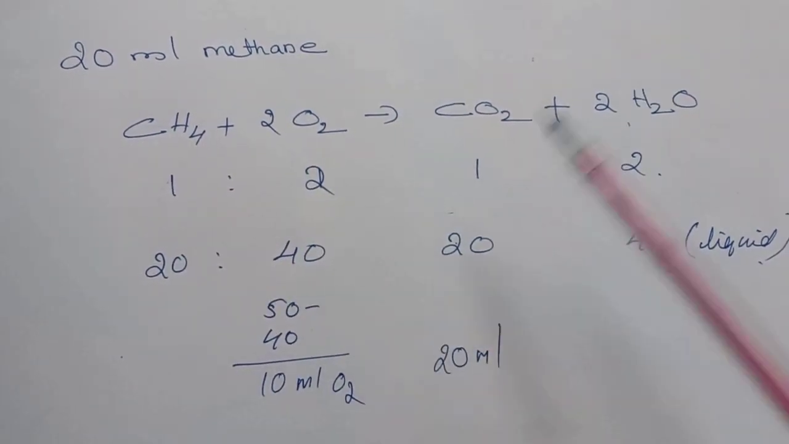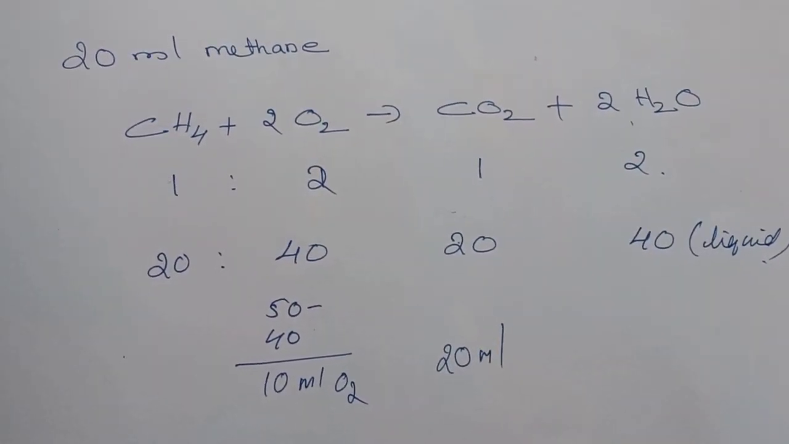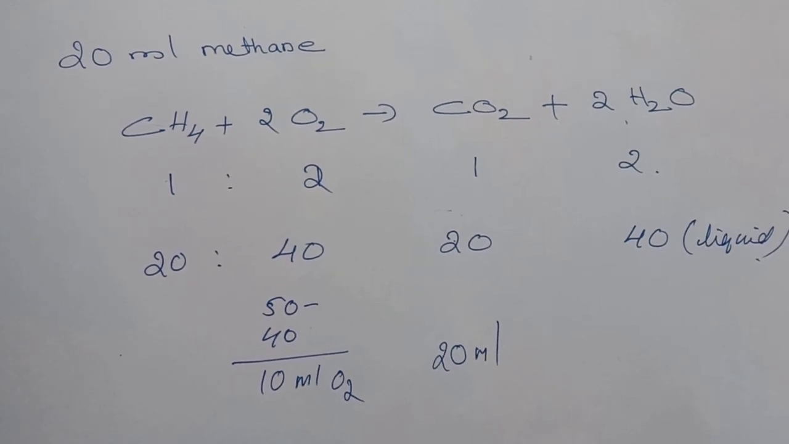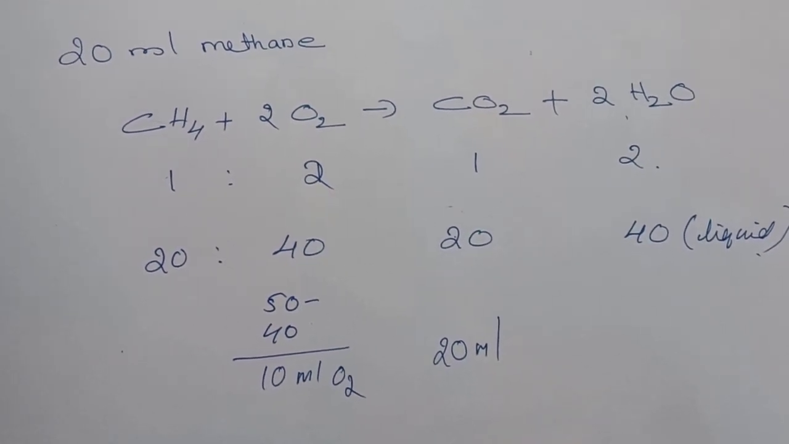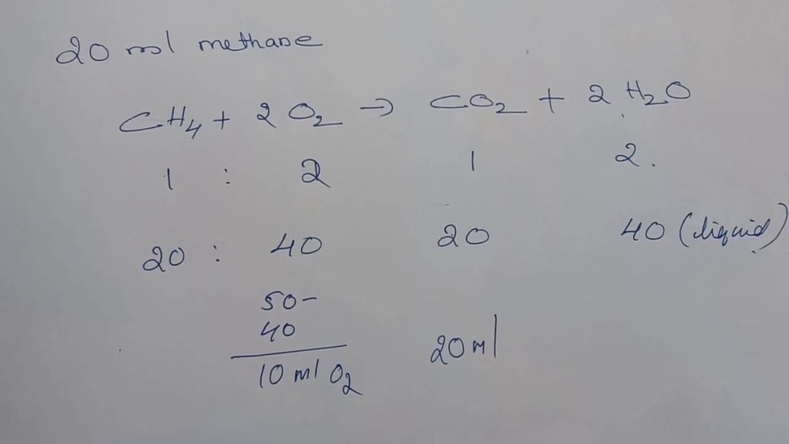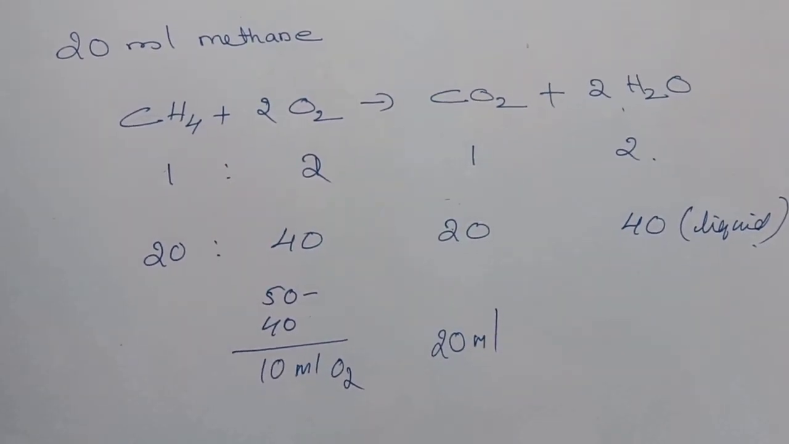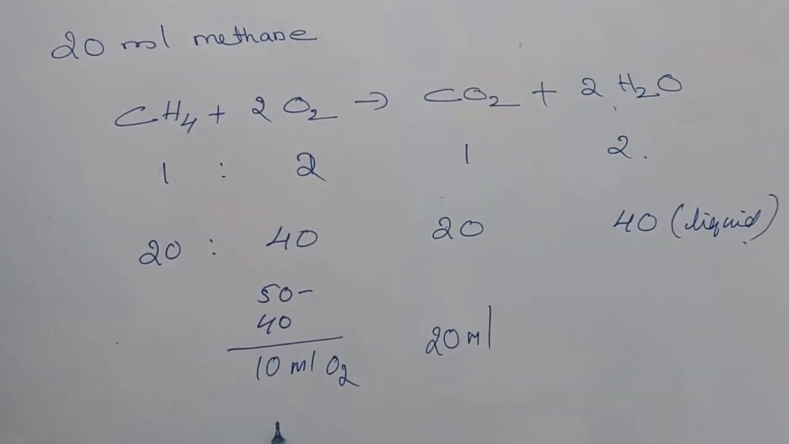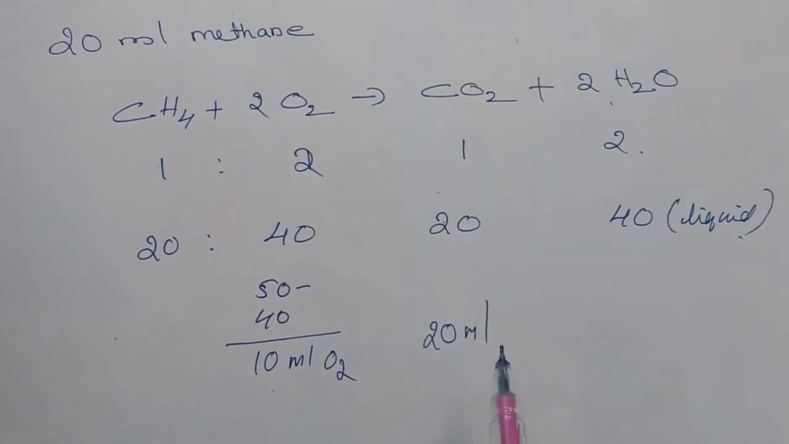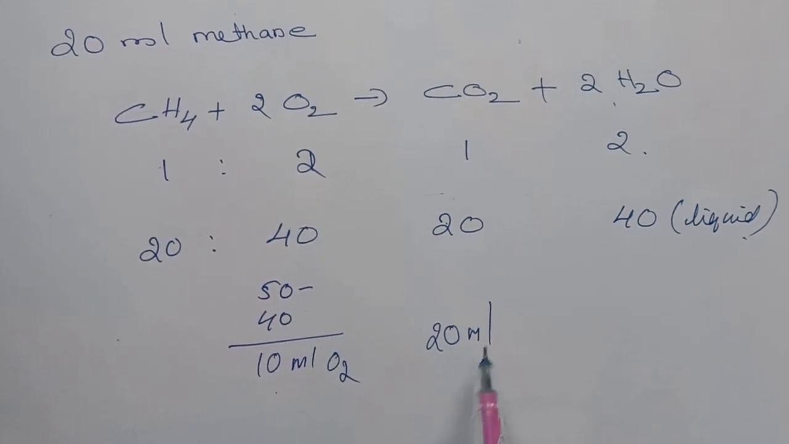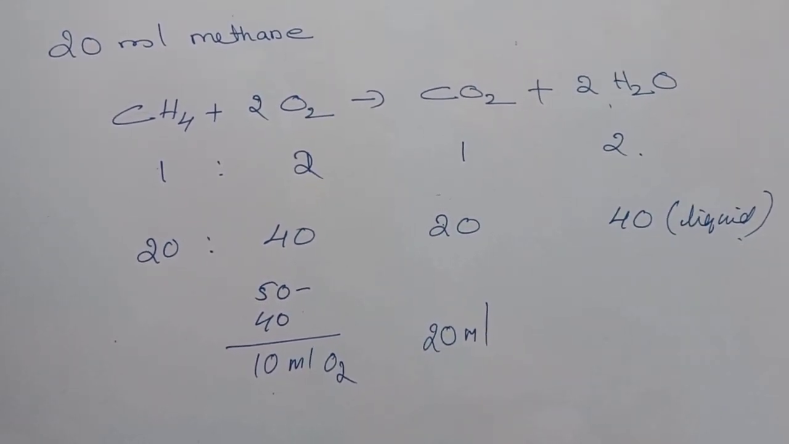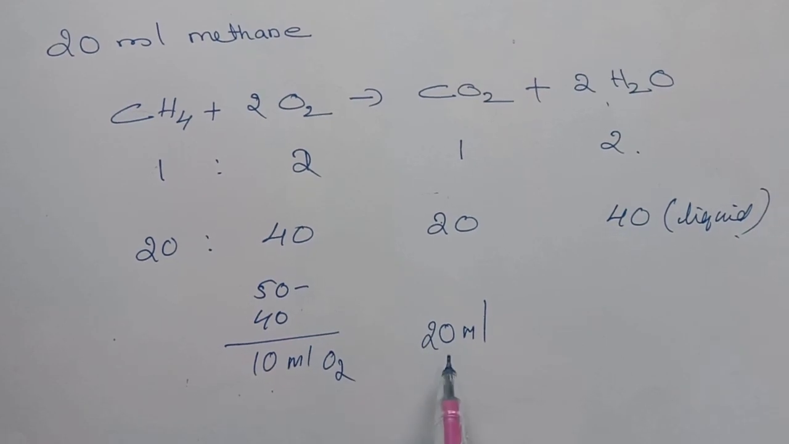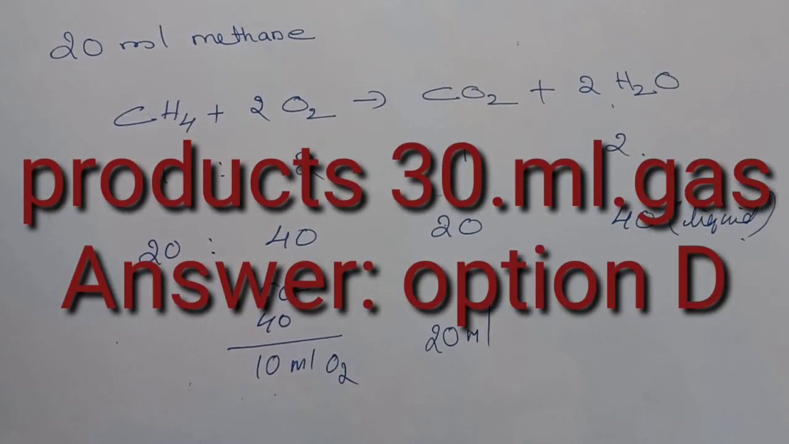You know Gay-Lussac's law of constant volumes. When gases combine or when gases are formed in a reaction, they maintain a constant ratio of their volumes if the temperature and pressure are constant. Okay, so out of the 50 ml oxygen taken, 40 ml is used, so 10 ml of oxygen is remaining, and 20 ml of CO2 is also formed. No water is formed because it is in the liquid state. So 10 plus 20, 30 ml of gaseous products are remaining.